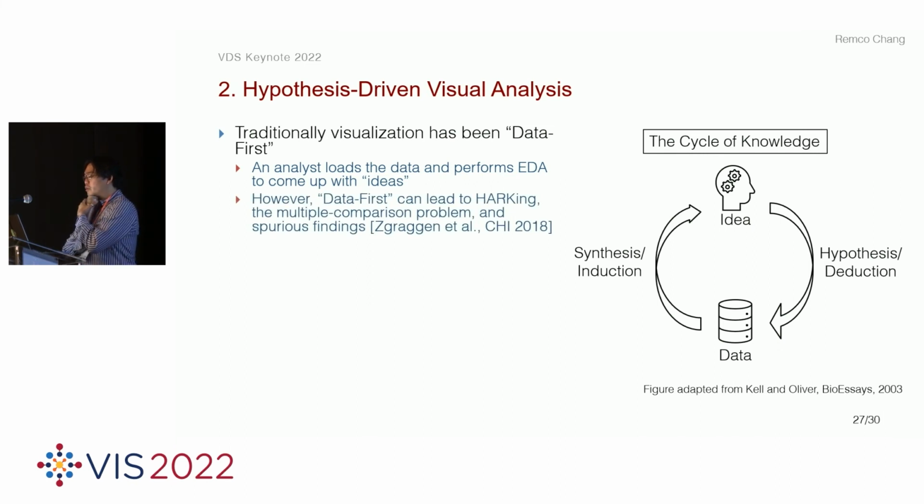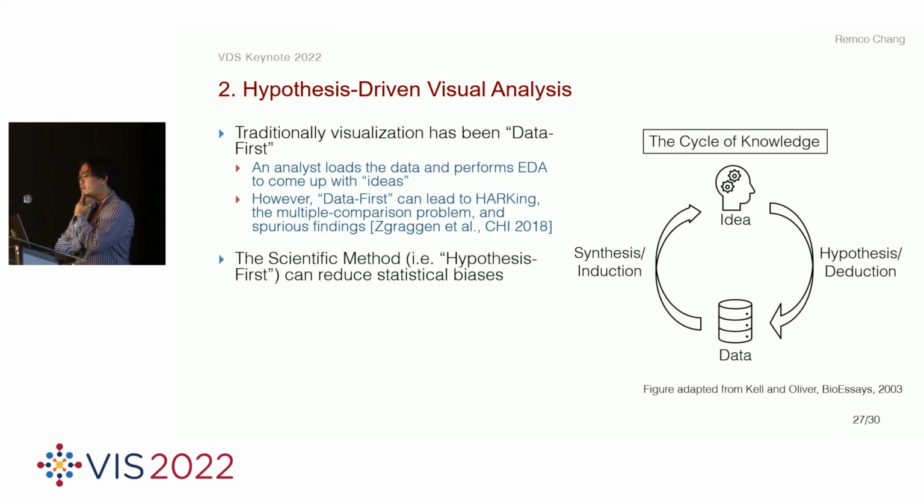But there was a really interesting paper by Emmanuel Zagragan and Kai 2018, where they talk about how this data-first approach can lead to harking, which is hypothesizing after results are known. And they noted that data first is a type of multiple comparison problem, which can lead to spurious findings. If you think about it, the whole notion of a scientific method, which is to say, hey, you have to have a hypothesis first before you can go run an experiment to validate that hypothesis. The whole reason for the scientific method is to try to reduce this type of statistical bias, right?